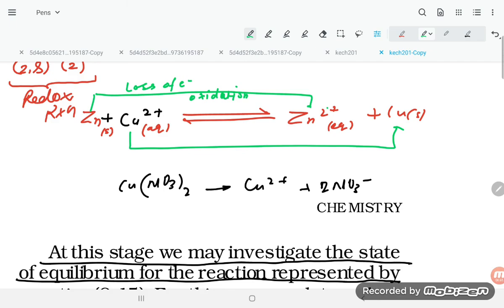Cu2+ plus 2e- gives Cu. Here what is happening, student? The gain of electron. Here is the addition of electron. Here Cu2+ is the addition of electron. So this is what you can say is reduction.